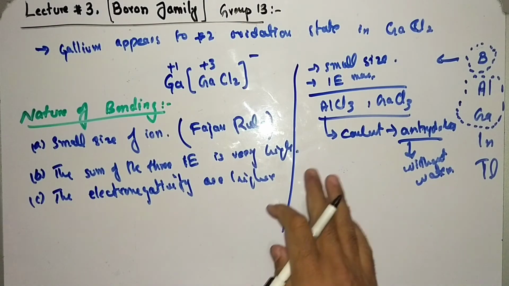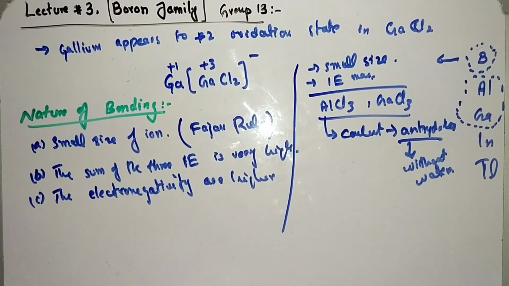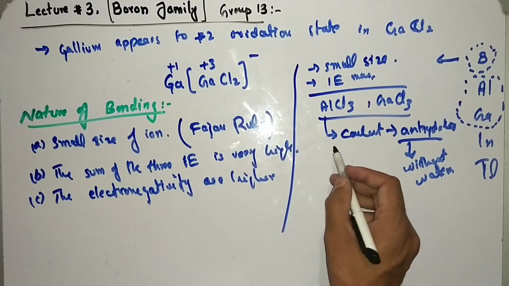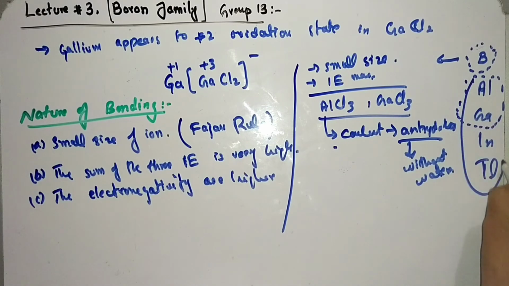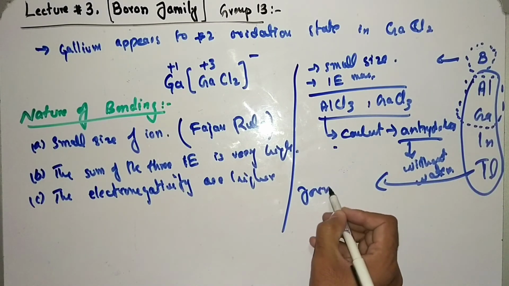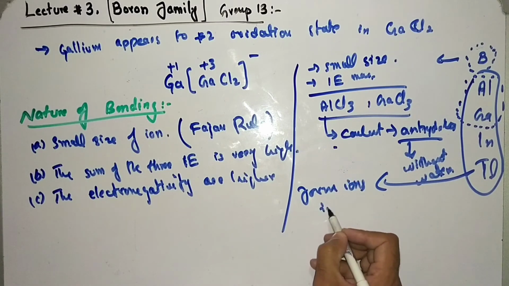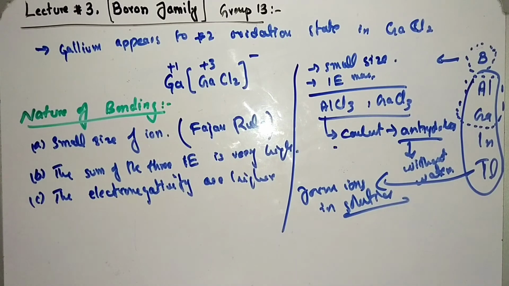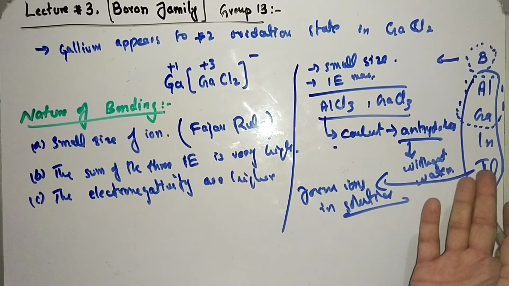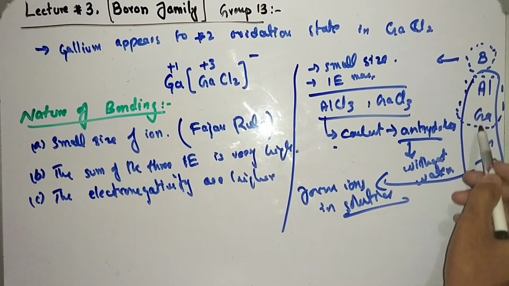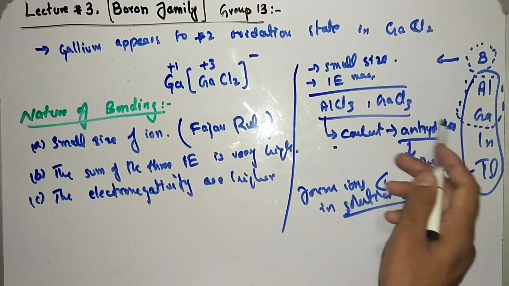However, aluminium, gallium, indium, and thallium all form ions in solution. In solution means where water is present, in aqueous solution. In solution these ions are formed, while in the case of without water, the compounds of aluminium and gallium are covalent in nature.